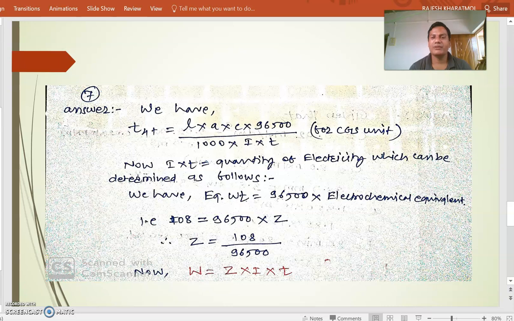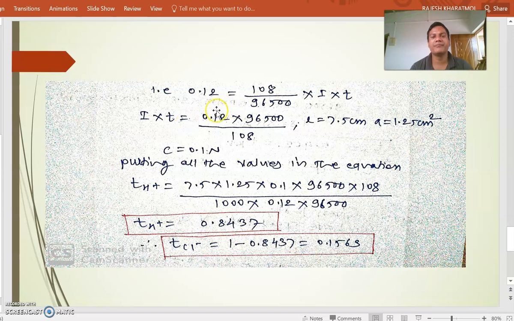With the help of the famous equation W is equal to ZIT, which comes from the laws of electrolysis, we have to put in the values, and after substituting you will get 0.12 is equal to 108 upon 96,500 into I into T. So you can write for I into T, it is 0.12 into 96,500, and 108 will go to the denominator. L is given, A is known, C we also know, that is 0.1, and putting all the values in this equation, after calculating you will get the transport number of H plus as 0.8437.